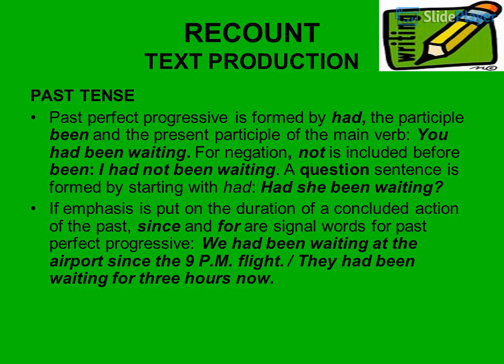Recount text production. Past tense. Past perfect progressive is formed by had, the participle been and the present participle of the main verb, you had been waiting. For negation, not is included before been, I had not been waiting. A question sentence is formed by starting with had: had she been waiting? If emphasis is put on the duration of a concluded action of the past, since and for are signal words for past perfect progressive. We had been waiting at the airport since the 9 p.m. flight. They had been waiting for 3 hours now.